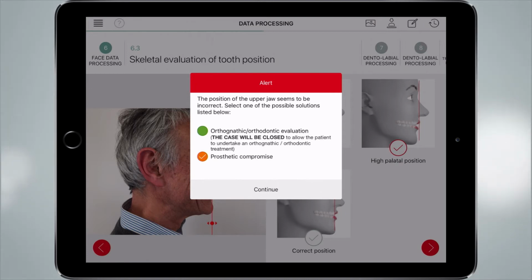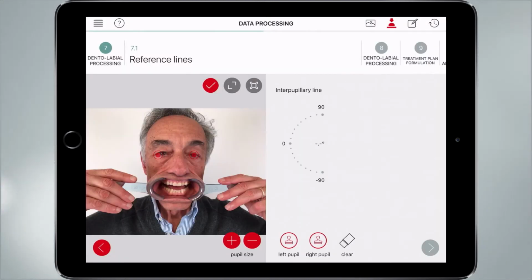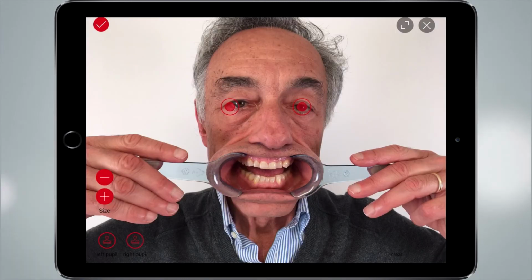So we push continue. Now we are in step 7.1. We are talking about the horizontal reference line and the vertical reference line. So we enlarge the image again. We put the circle on the pupil.